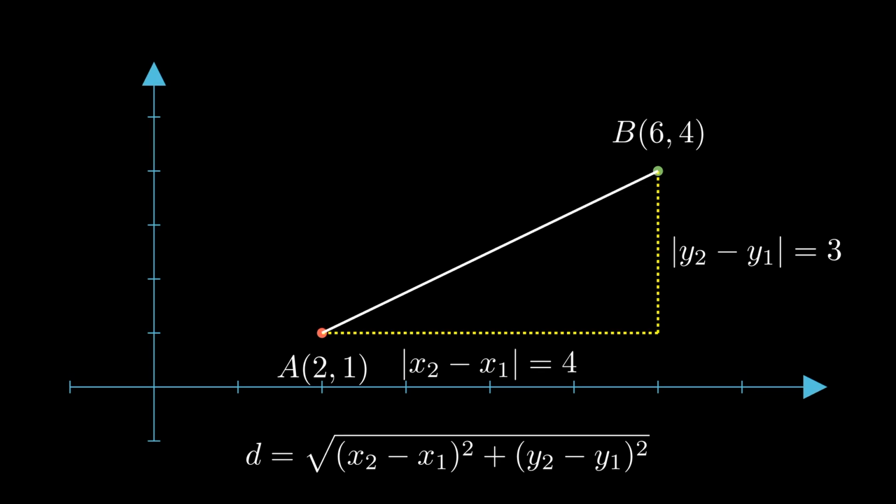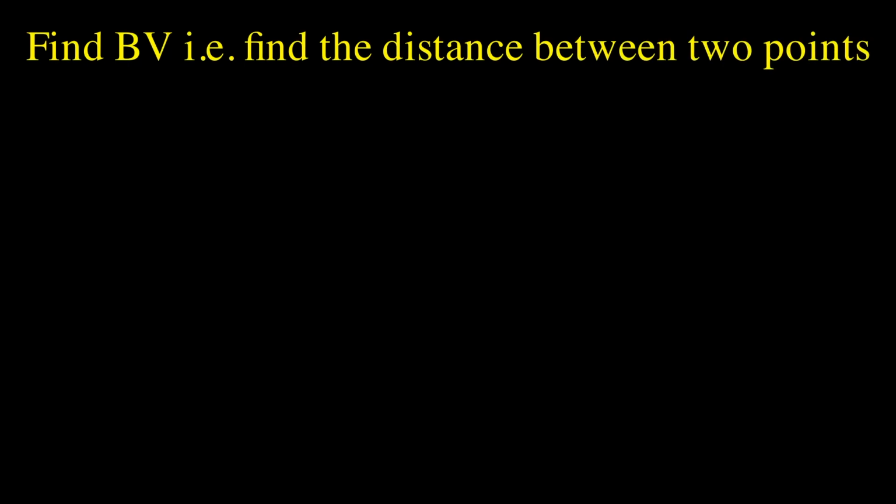For the three-dimensional case, it's exactly the same, except that we just add in the z component as well. So Pythagoras' theorem is used to find distances in coordinate geometry. In order to find BV, we're just going to do Pythagoras' theorem. So we've got BV is equal to the square root of the distance between the x's squared plus the distance from the y's squared plus the distance from the z squared.